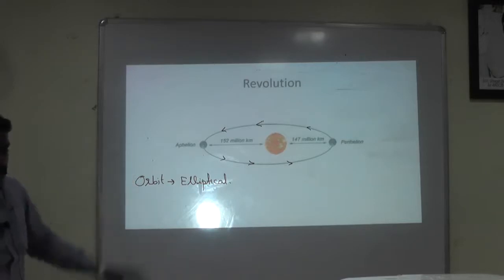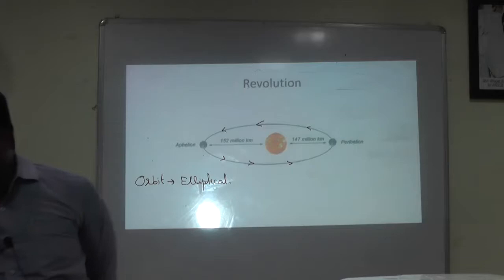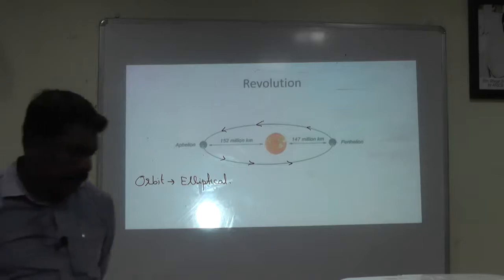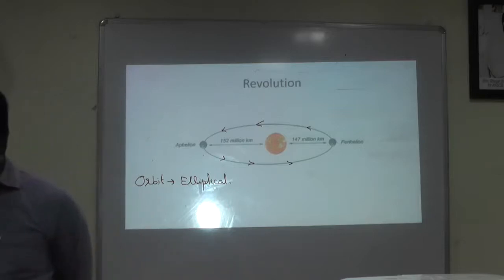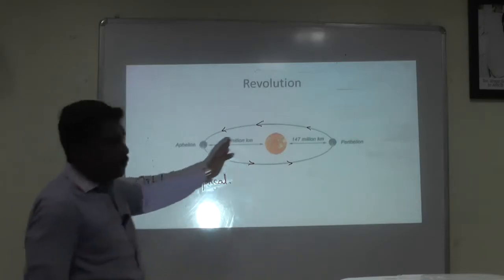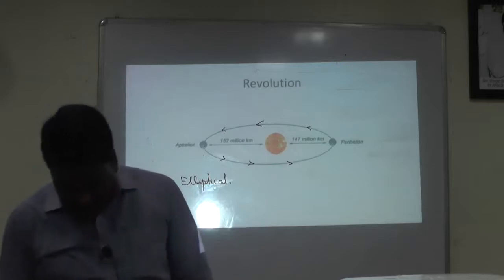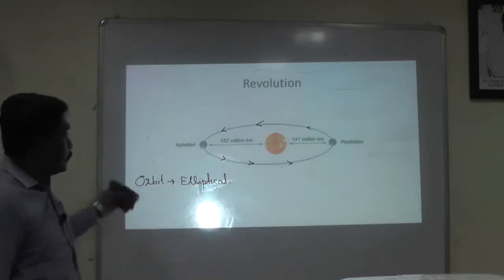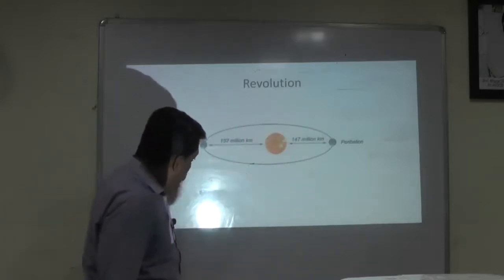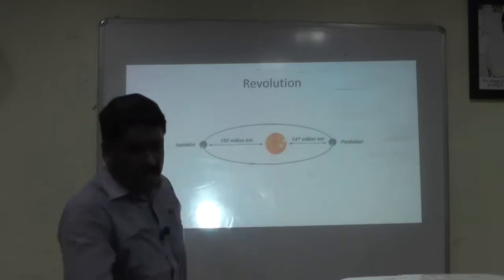And the sun is not at the center of the ellipse. You can underline this word 'not'. Very important. Sun is not at the center. It means the sun is placed at some corner. So the orbit is elliptical, and the sun is not at the center of this ellipse.